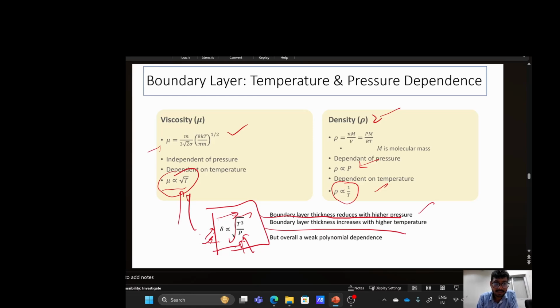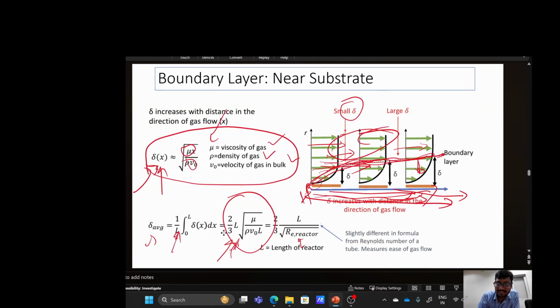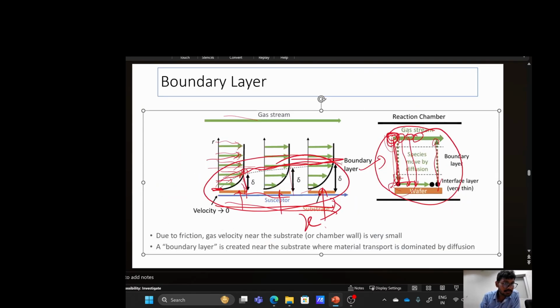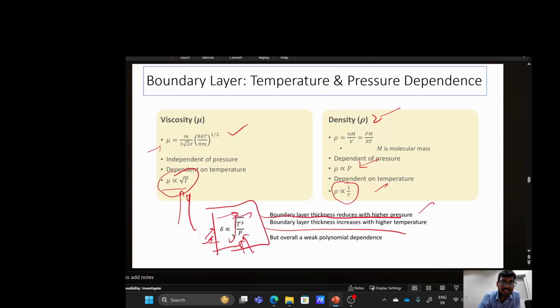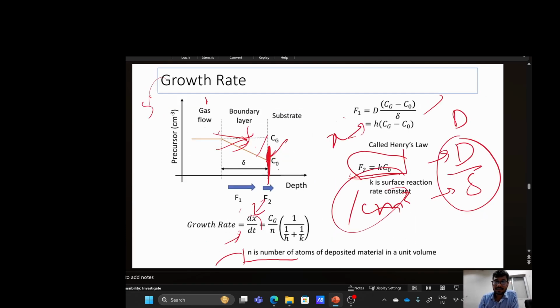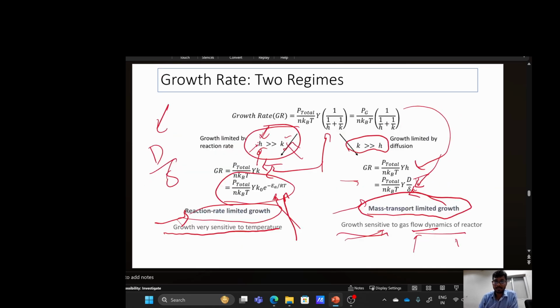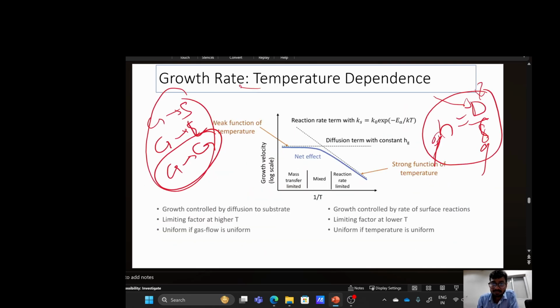Where is that? Here is delta. You can see this delta is not that strongly dependent on the temperature. It is a very weak polynomial dependence. So we will see. Okay, so the diffusion term will be constant with the temperature. It is not varying.